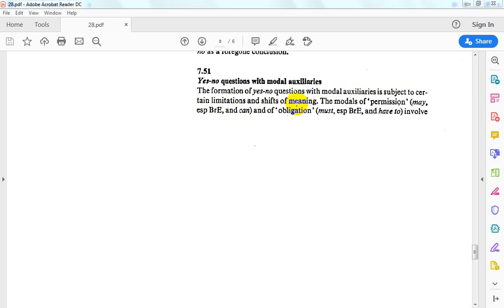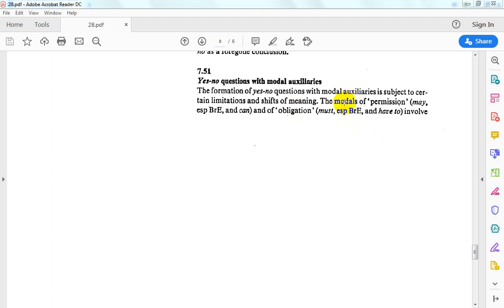Please, this is very important. I give you this piece of information, and I ask you to elaborate, to clarify, explain briefly. What does this mean? What does it mean to be restricted or subject to certain limitations and shifts of meaning? So again we depend on the meaning of the modal auxiliary.